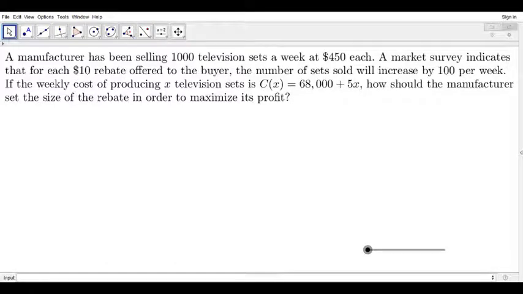This is problem number 7 of our calculus optimization problem set. A manufacturer has been selling 1,000 television sets a week at $450 each. A market survey indicates that for each $10 rebate offered to the buyer, the number of sets sold will increase by 100 per week. If the weekly cost of producing x television sets is C(x) = 68,000 + 5x, how should the manufacturer set the size of the rebate in order to maximize its profit?